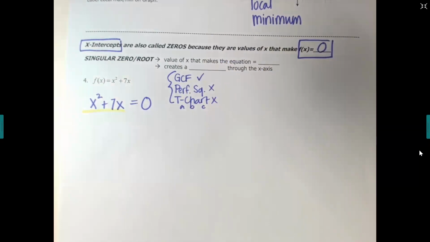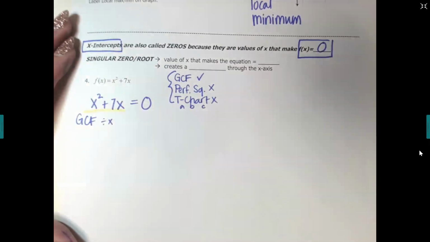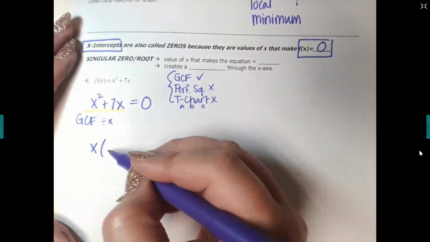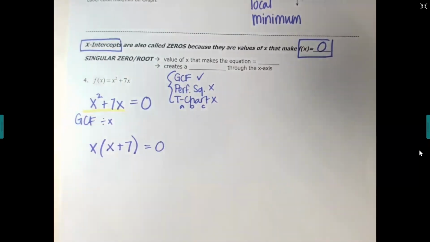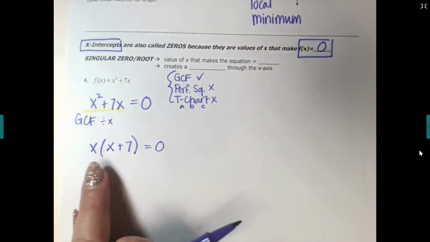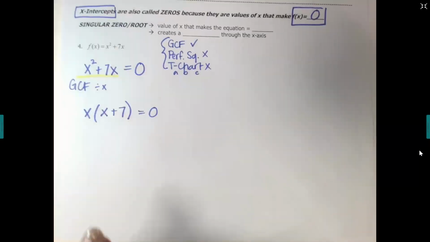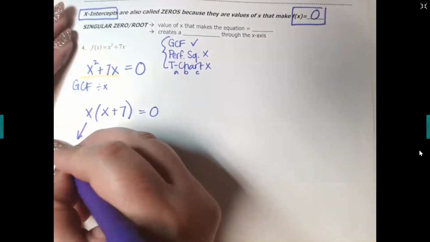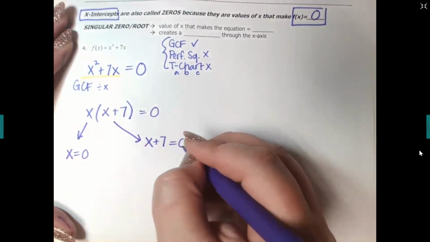So then I would look at that and say, okay, what can I take out of both of those? X squared and 7x, those both have an x in them. So I'm going to take my x to the outside. My x squared is going to drop to an x. My 7x is just a 7. Notice this is the part that we just learned last class. And then from here, if these two pieces multiply to 0, then I can set each of them equal to 0 separately. So either x is 0 or x plus 7 equals 0.